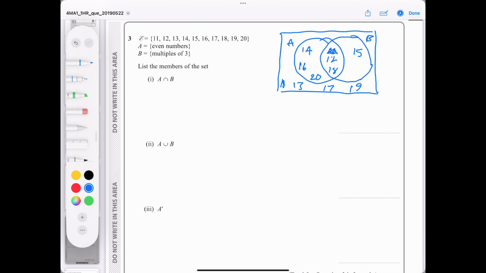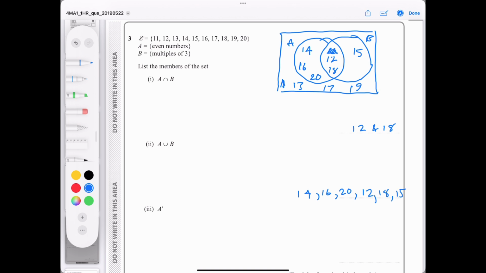Right, list the members of the set A intersection B, which means it's in A and B. So if it's in A and B, it's in the middle. So A and B would equal 12 and 18. And A union B means it could be in A or B. So it's going to be 14, 16, 20, 12, 18, and 15.